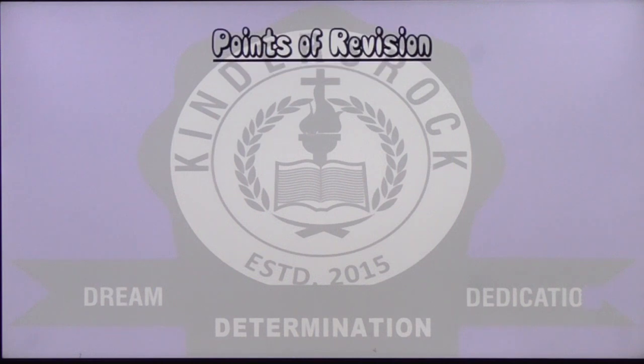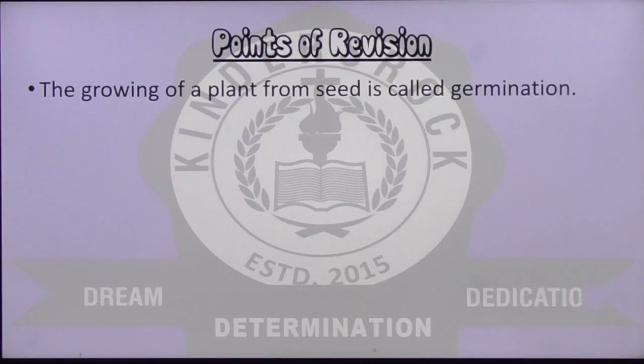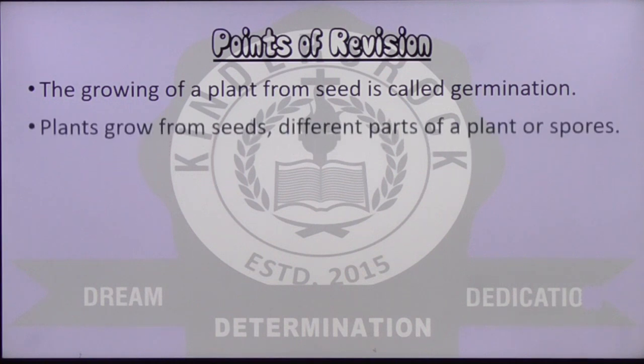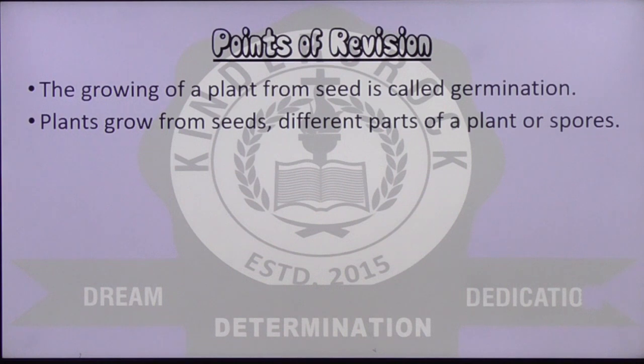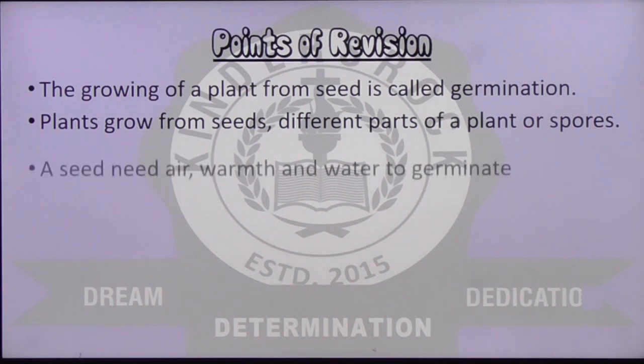The points of revision are: the growing of a plant from seed is called germination. Remember that? We studied germination. Plants grow from seeds, different parts of a plant or spores. So there are 3 ways in which plants grow: from the seeds, or different parts of a plant, or spores.